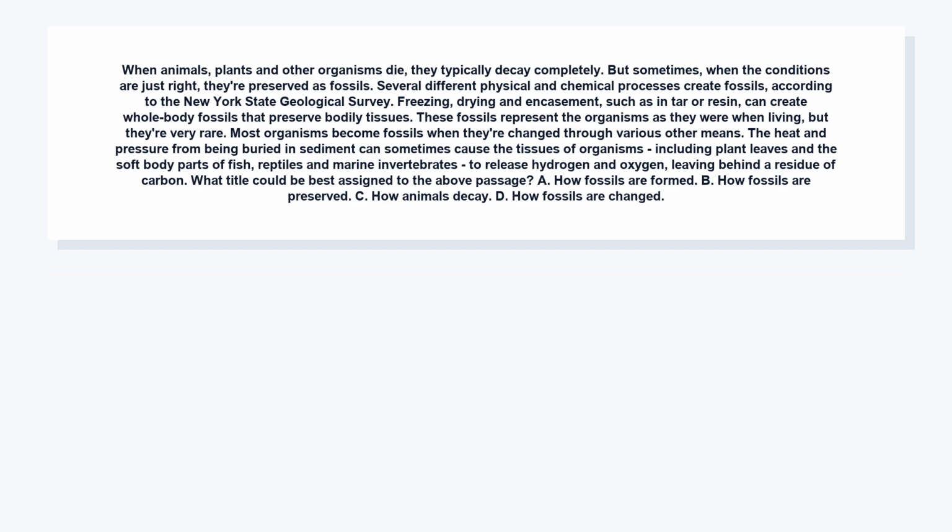When animals, plants and other organisms die, they typically decay completely. But sometimes, when the conditions are just right, they're preserved as fossils. Several different physical and chemical processes create fossils, according to the New York State Geological Survey. Freezing, drying and encasement, such as in tar or resin, can create whole-body fossils that preserve bodily tissues. These fossils represent the organisms as they were when living, but they're very rare. Most organisms become fossils when they're changed through various other means.